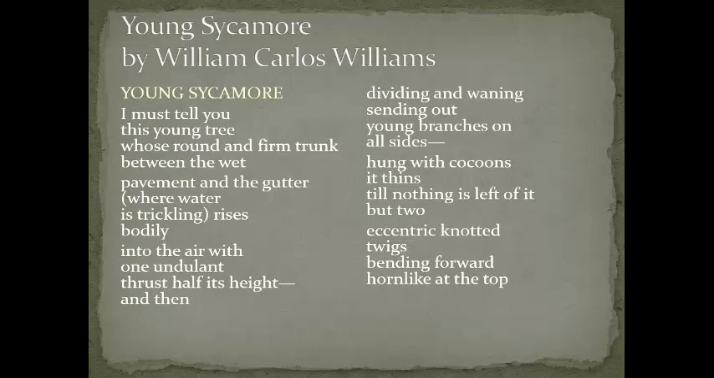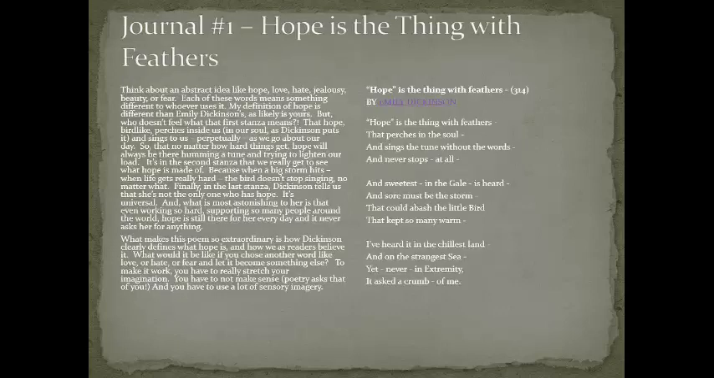Or Young Sycamore by William Carlos Williams. Young Sycamore. I must tell you, this young tree, whose round and firm trunk between the wet pavement and the gutter, where water is trickling, rises bodily into the air with one undulant thrust half its height, and then, dividing and waning, sending out young branches on all sides, hung with cocoons, it thins till nothing is left of it but two eccentric knotted twigs bending forward, horn-like at the top.